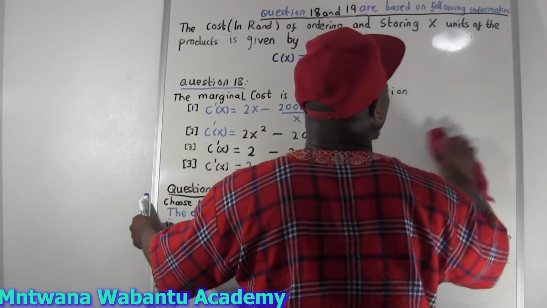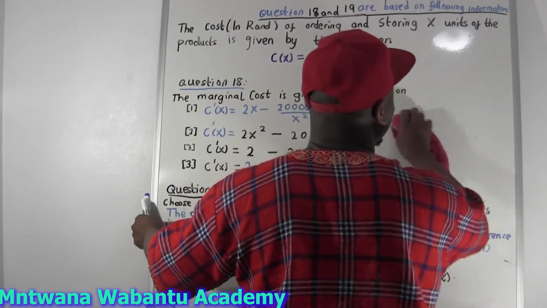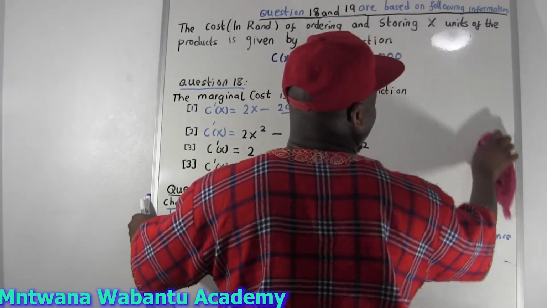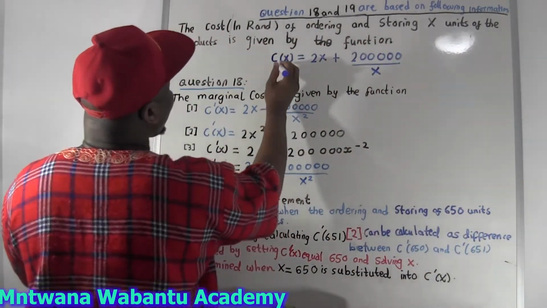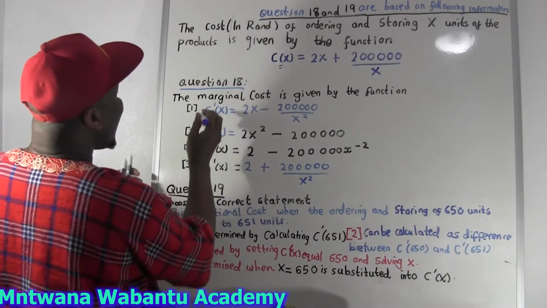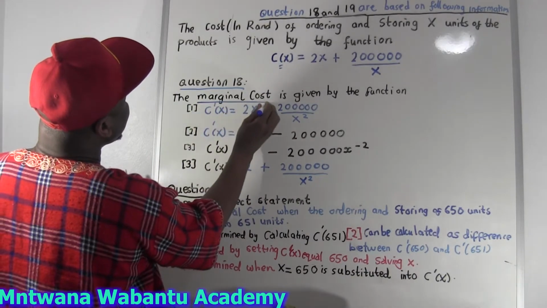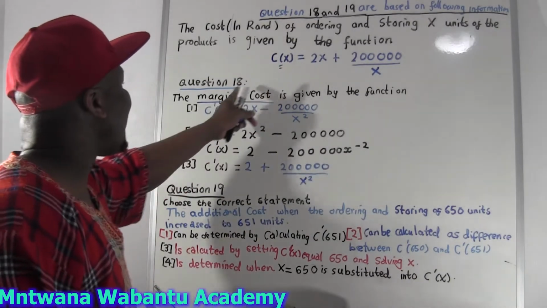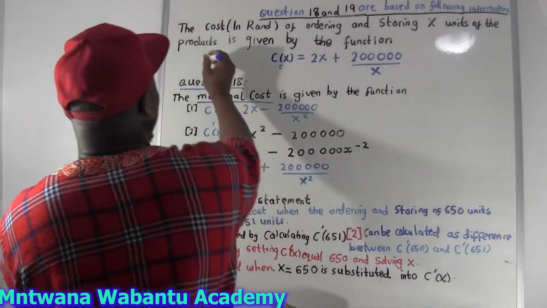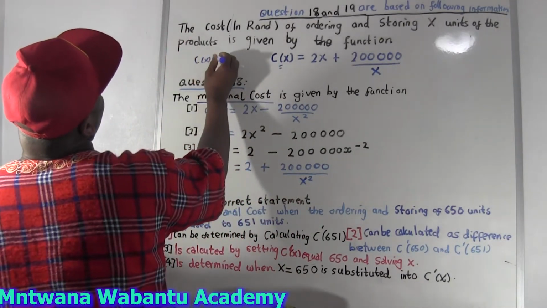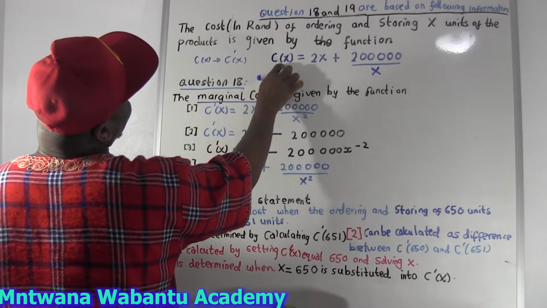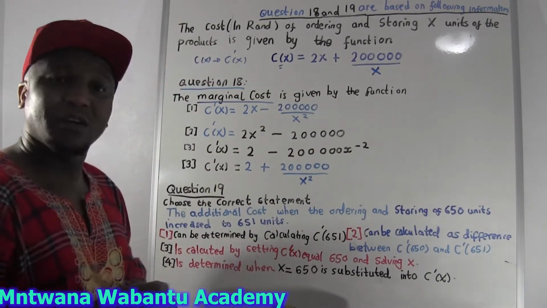So if you have a cost function, and I want to go to the marginal cost, from the cost function to the marginal function, what you do is you just differentiate this. Differentiate this, and what you get is the marginal function.